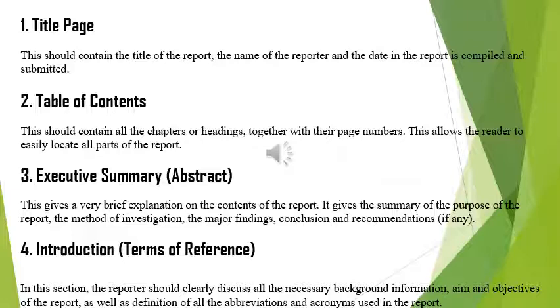3. Executive summary, that is abstract. This gives a very brief explanation on the content of the report. It gives the summary of the purpose of the report, the method of investigation, the major findings, conclusions, and recommendation, if any. 4. Introduction, that is terms of references. In this section, the reporter should clearly discuss all the necessary background information, aim and objectives of the report, as well as definition of all the abbreviations and acronyms used in the report.